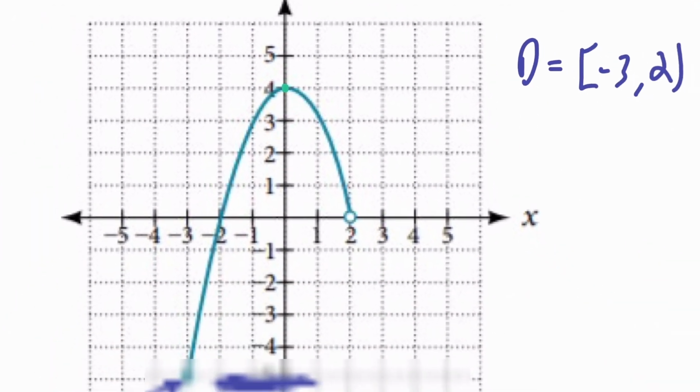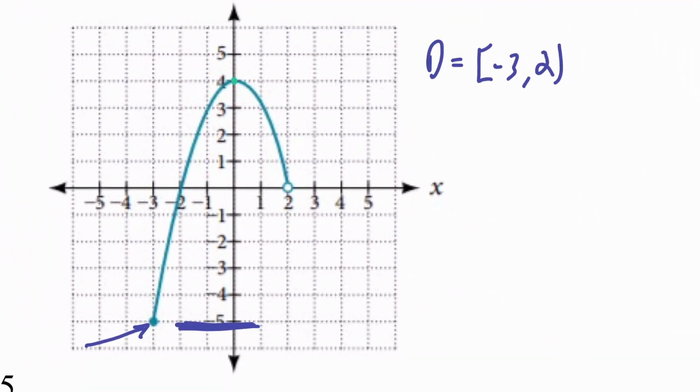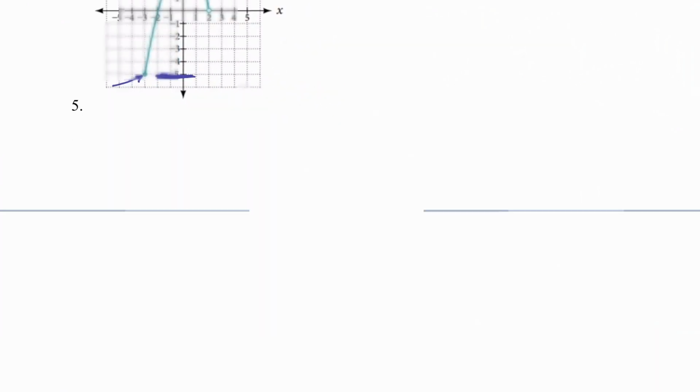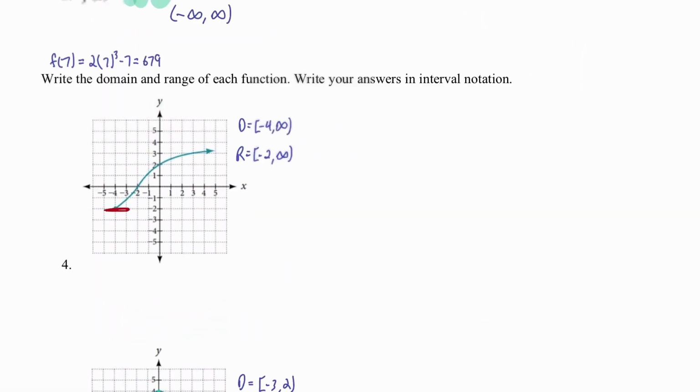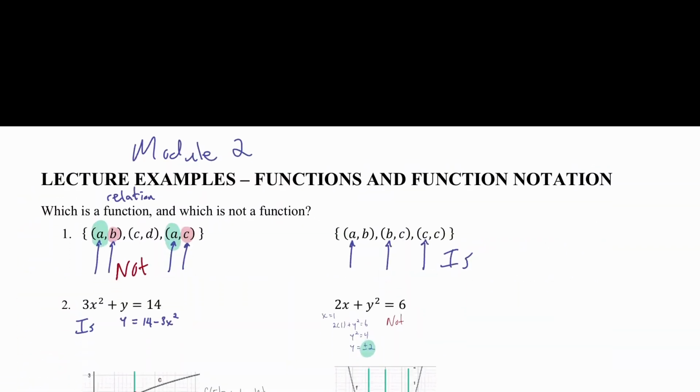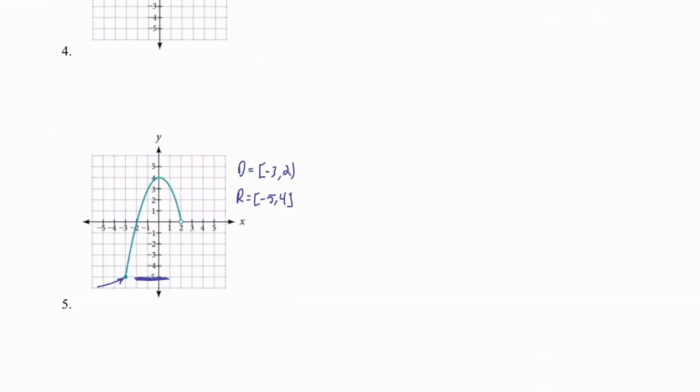So long story short, we're ending vertically. We end at 4. So the range here is -5 to +4, inclusive, because it would be a filled in dot. And I think that's everything. Did I miss anything? No. Okay. Anyway, that's that.